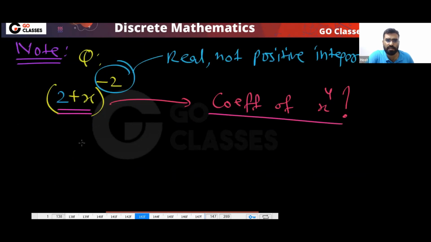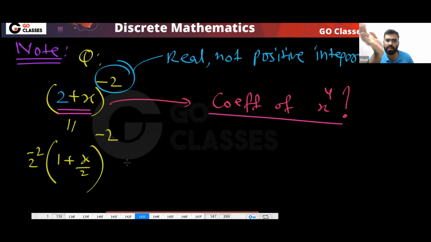So what will be this? You take 2 out. So this I can write as 2. You take this out, 2. So that will be 2 power minus 2. What it will become? Half power minus 2. Correct? Yes or no? So you take 2 out. If you are taking 2 out, then it will become 2 power minus 2, 1 plus x by 2 power minus 2.